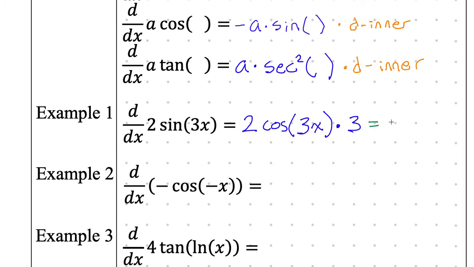So it does simplify, as Claire said, to 6 times cosine of 3x. And I don't know why I keep writing this little dot here. You don't need to write it. It's just 6 cosine 3x all squished together. But I do that to show that there is a coefficient. I'm going to stop doing that.